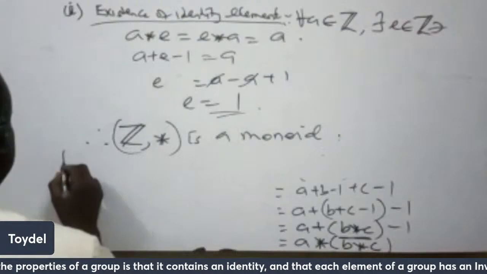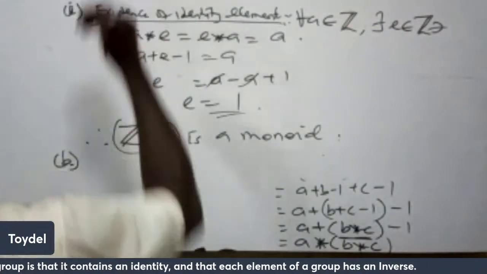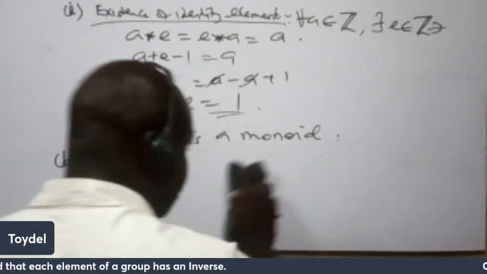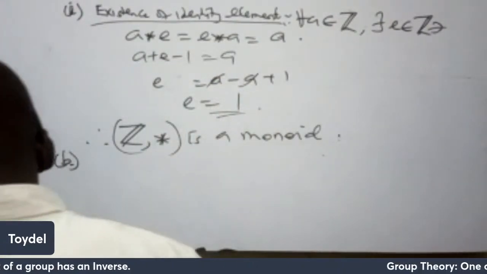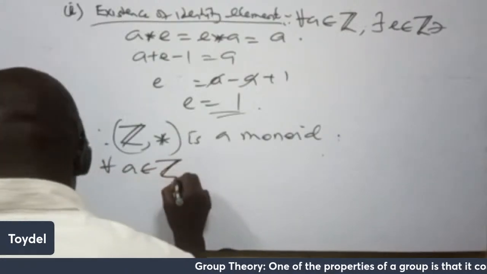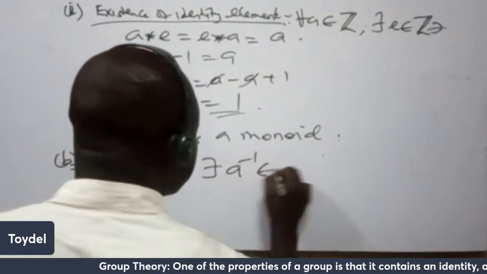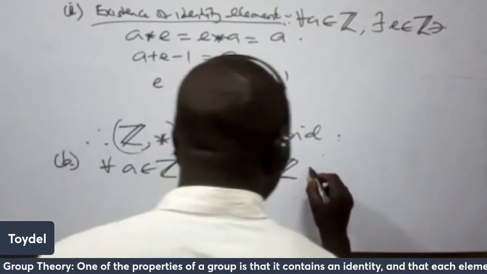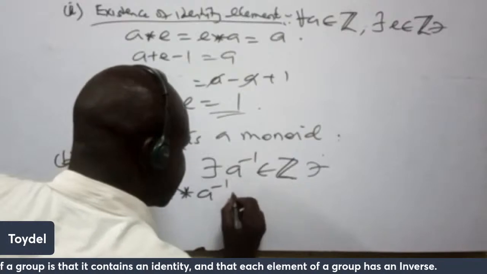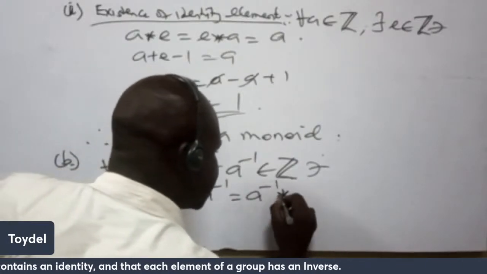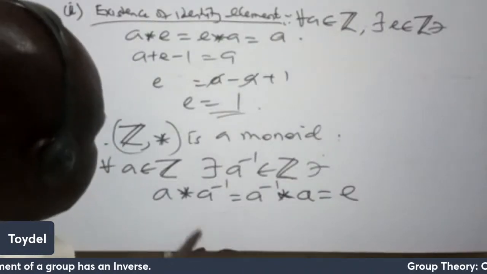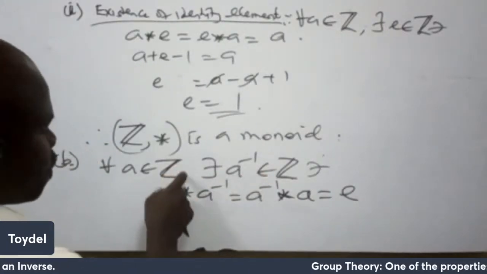For this to be a group, the second part of the question, we have tested for three properties out of the 4 that make a non-empty set a group under a binary operation. So we only test for existence of the inverse element. We now say for all A that belongs to integers, there is an A inverse that belongs to integers, such that A asterisk A inverse, or A inverse asterisk A, must give us the identity element. That is, we want to show existence of the inverse element.